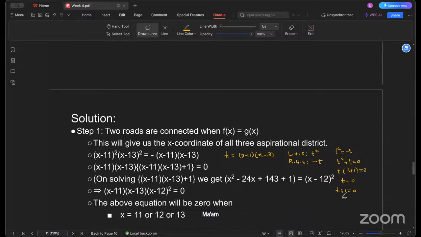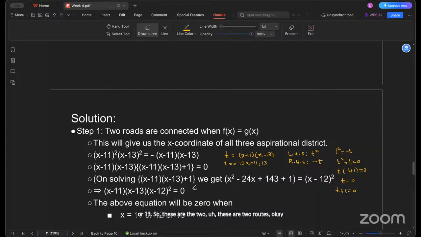Ma'am, how did LHS become t square and RHS minus t? Because I am taking t to be x minus 11 and x minus 13. Okay? Fine. Now, if t is equal to 0, what does that mean? t equal to 0 means x is equal to 11 or 13. So these are the two roots.